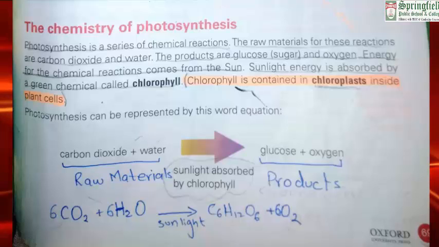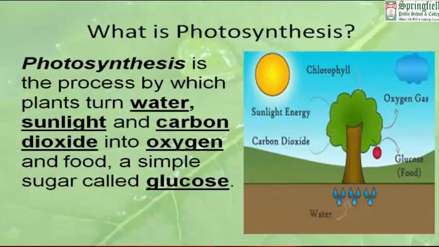Photosynthesis is a series of chemical reactions. The raw materials for these reactions are carbon dioxide and water. The products are glucose, sugar, and oxygen. Energy for the chemical reaction comes from the sun. Sunlight is absorbed by the green chemical called chlorophyll. Chlorophyll is contained in the chloroplast inside the plant cells.